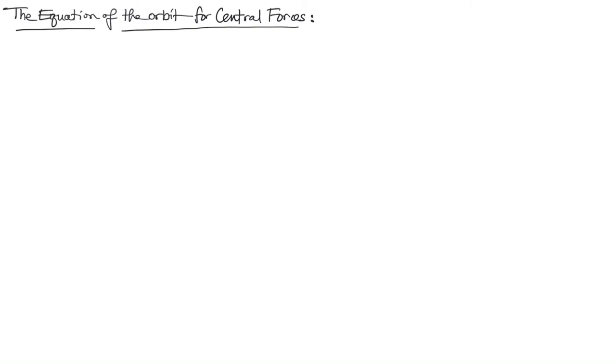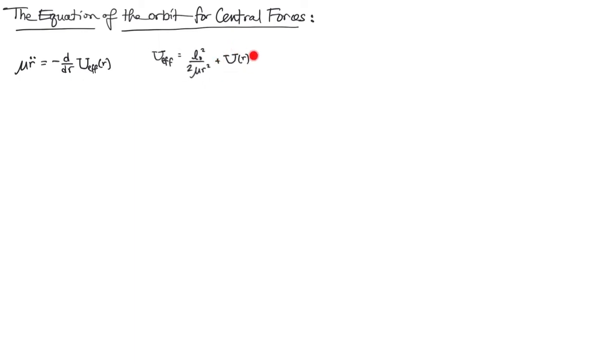Hello again, physics friends. Today we are going to talk about the so-called equation of the orbit for central forces. If you recall, in the past we've shown that for a two-body central force system, we can write down the equation of motion for the r coordinate as mu r double dot is equal to the derivative with respect to r of some effective potential, where that effective potential contains two terms.